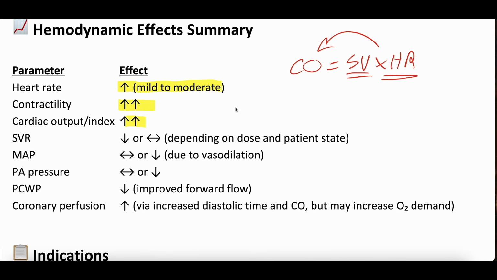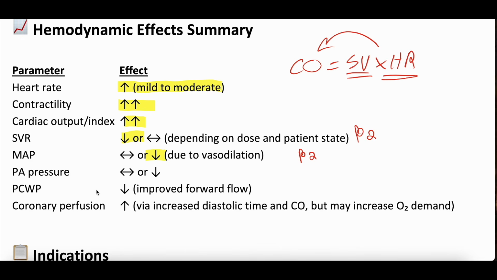Your systemic vascular resistance, it often decreases. That is that beta 2 effect causing vasodilation. Your MAP, it can often decrease as well. Same thing, beta 2 effect causing peripheral vasodilation. So it can decrease your SVR and decrease your MAP.